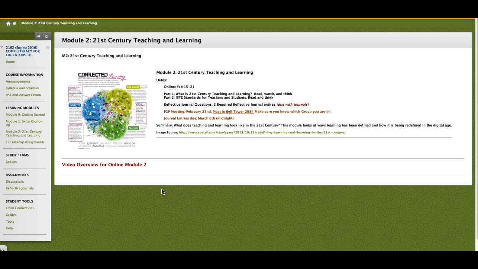So in this module we're really going to be focusing on the changing ideas around teaching and learning in contemporary classrooms, and how that is being driven not only by economic factors but by technology and by the change in the way we're living today with technology, globalization, and all the different things that are coming our way in the 21st century.